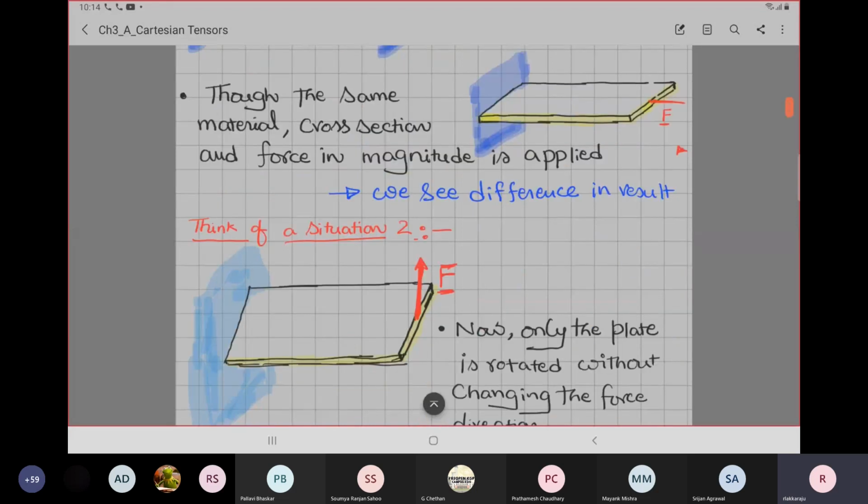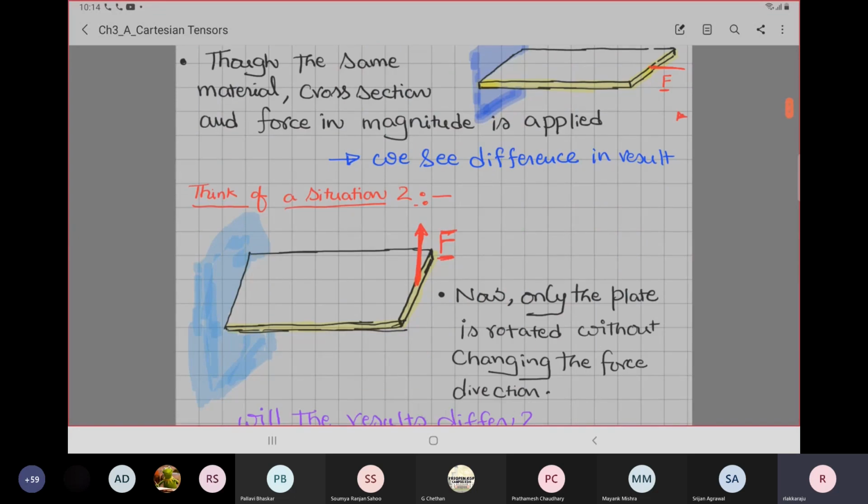Similarly, in the second situation, the force might be in the same direction, but the plate is slightly reoriented. Again, stress per unit area may be completely different in this case because the result will be different. Though the value of stress per unit area looks the same in all these cases, the result is different. So one requires a unique way of defining what force per unit area means for stress.